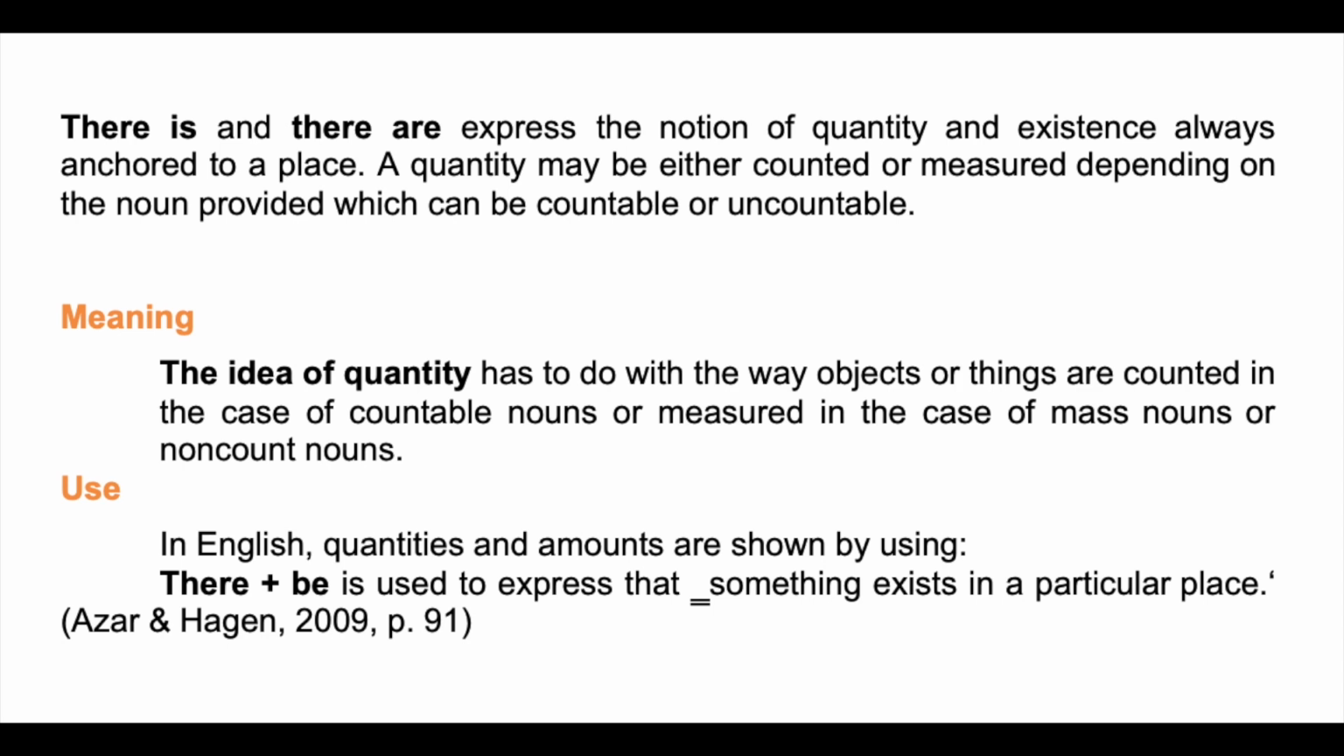The meaning of quantity has to do with the ways objects or things are counted in the case of countable nouns or measured in the case of mass nouns or non-count nouns. In English, quantities and amounts are shown by using there plus be, which is used to express that something exists in a particular place.